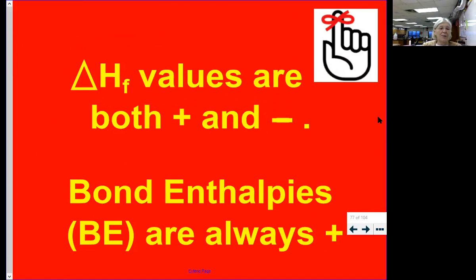Red slide. Remember that the heats of formation are values that can be positive or negative, but bond enthalpies are defined as the energy to break a bond. So bond enthalpies are always positive.